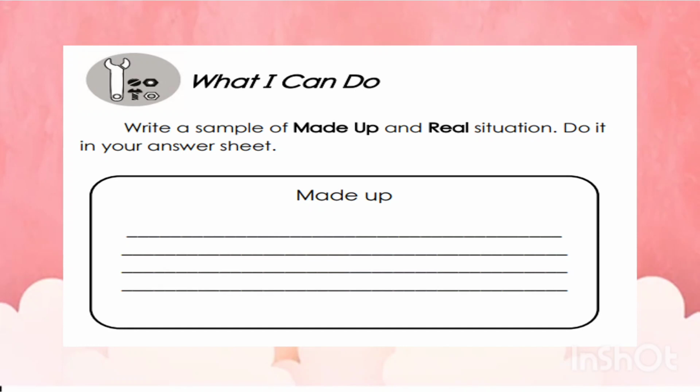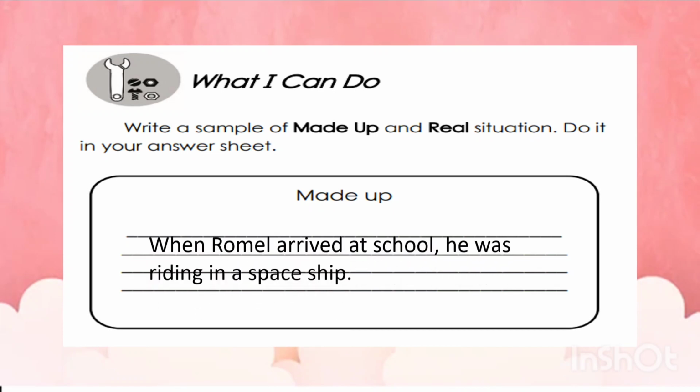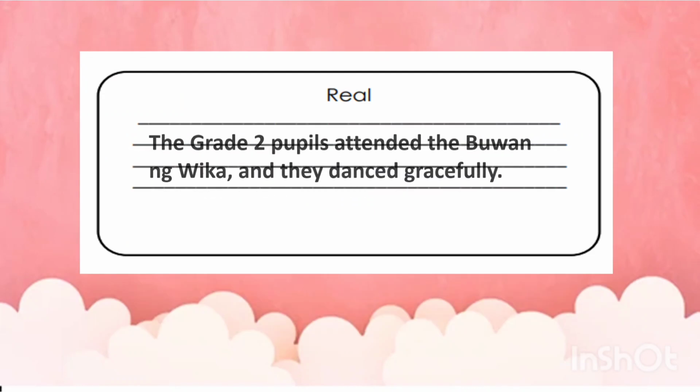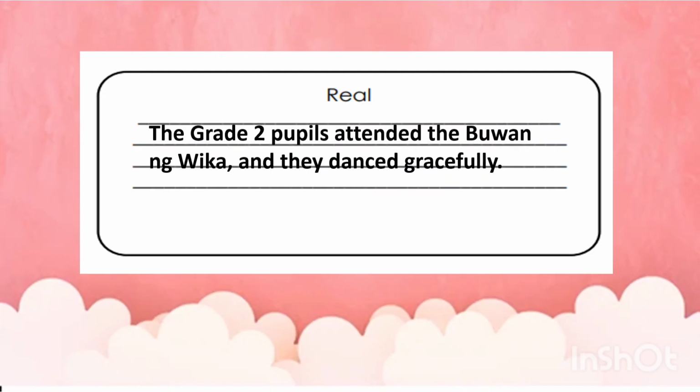What I can do? Write a sample of made up and real situation. Do it in your answer sheet. What are the answers? Very good. Made up. When Rommel arrived at school, he was riding in a spaceship. Real. The grade 2 pupils attended the Buwan ng Wika and they danced gracefully.